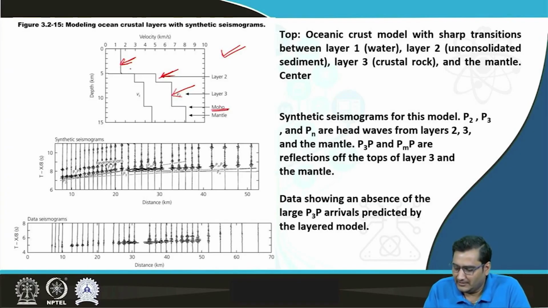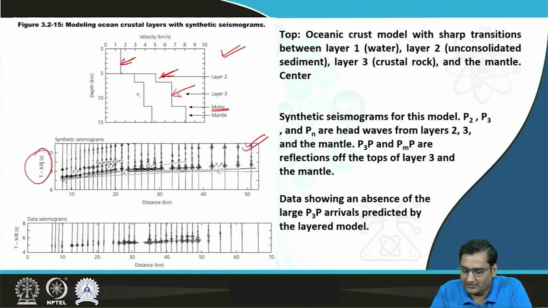So basically, what is happening when you create the synthetic seismograms from various receivers located at various distances from the source, then you can get this kind of picture. These kinds of synthetic seismograms are shown in the reduced travel time plot. Here the reduced travel velocity has been taken as 8 km per second. In the synthetic seismogram for this model, P2, P3, Pn are the head waves from layer 2, layer 3 and the mantle. So this is your layer number 2.